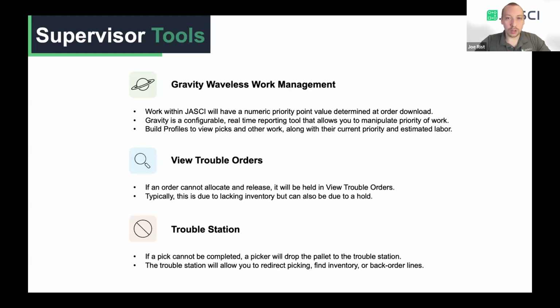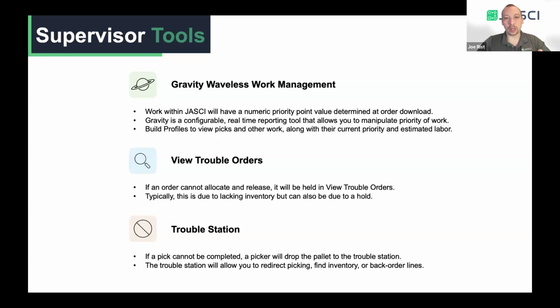If it is an inventory issue, what JASCI will do is automatically release that pick or that order from trouble as we get inventory that satisfies it put away into location, whether that's a replenishment or a put away. So view trouble orders is a way to view and deal with all of your orders that had an issue at download or before it could even be released to the floor.